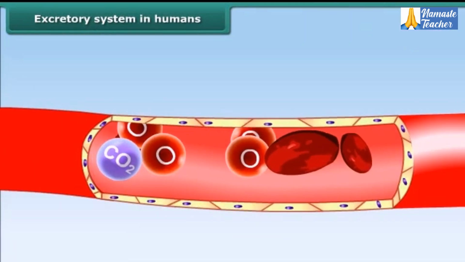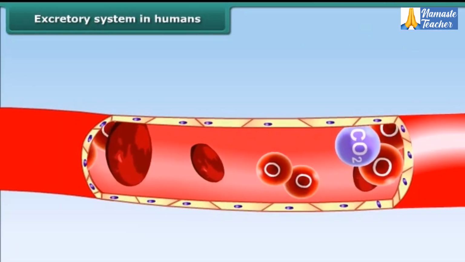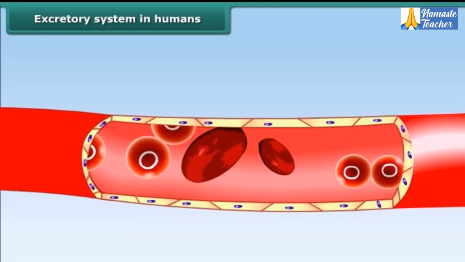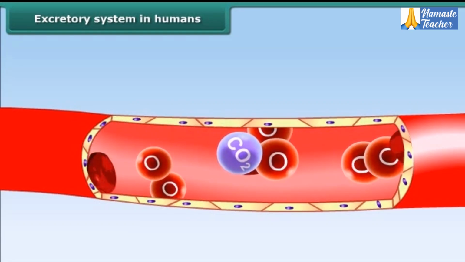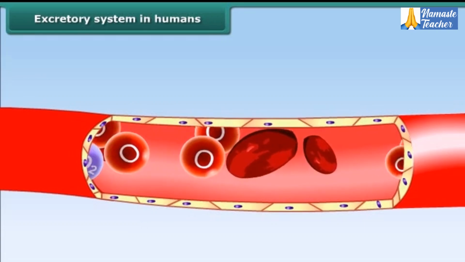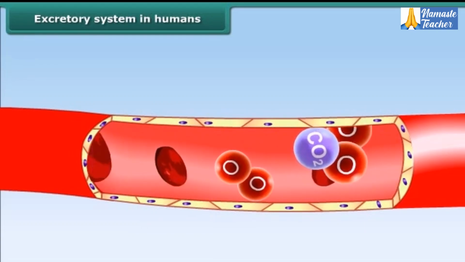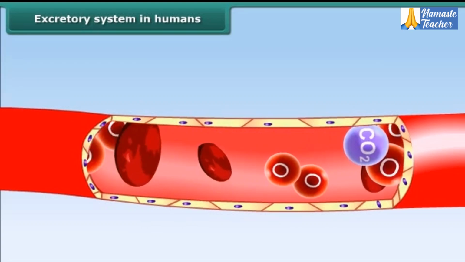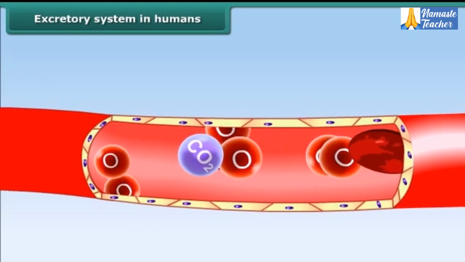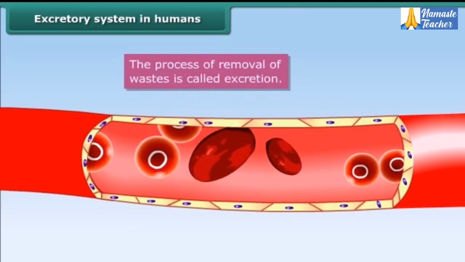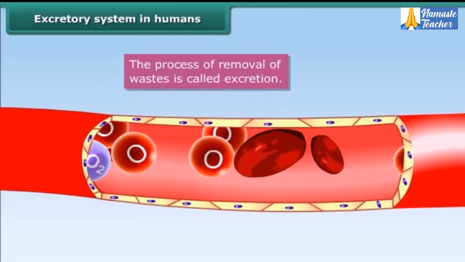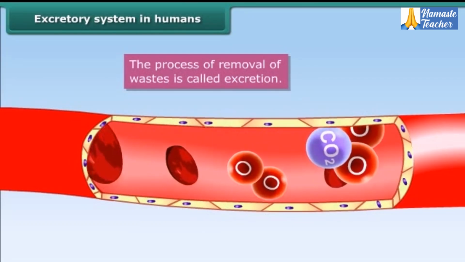You just learned that blood collects waste from different parts of the body. These wastes are carbon dioxide, water, salt, urea, and uric acid. They are the result of the metabolic activities of the body. Since they are toxic, they must be removed from the body. The process of removal of wastes resulting from metabolism is called excretion.